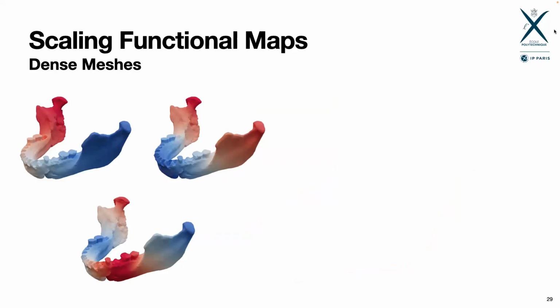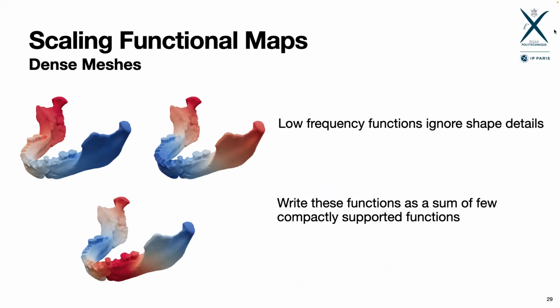So the basis is made of very smooth functions. We don't care about the details of the shape. It ignores the shape details, especially the low frequency, which is the only one we use. So the idea was that maybe we could write this function as just a sum of bigger blobs rather than just individual values. It's just a very simple idea.